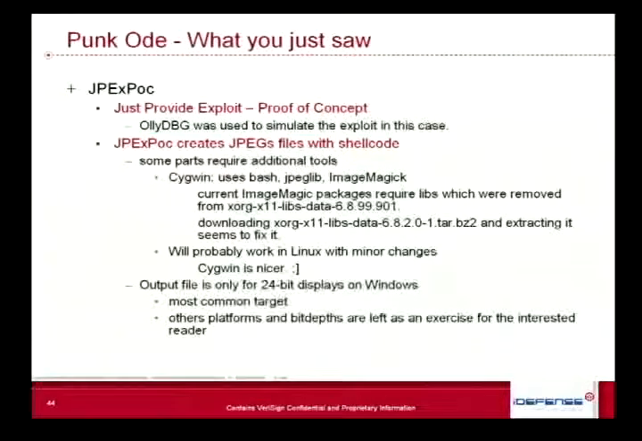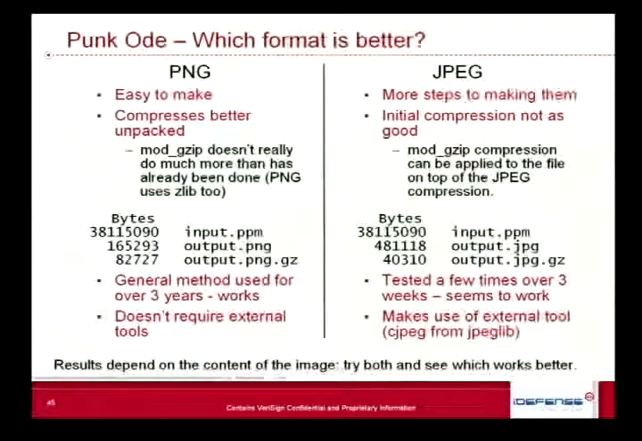So these notes here, if you decide to download it: it was developed using Cygwin in the Windows environment, and they managed to break X, or break ImageMagick at some point. But there's a workaround for that, which was posted somewhere. And the output's only for 24-bit displays on Windows, because that's the most common target, really. Other platforms and bit depths are an exercise for the reader. So I tackled PNG.